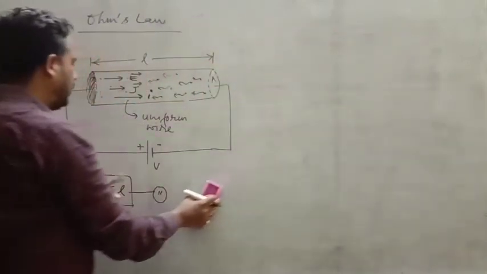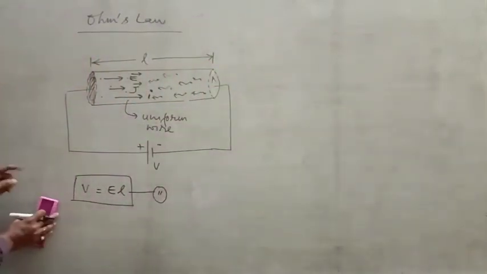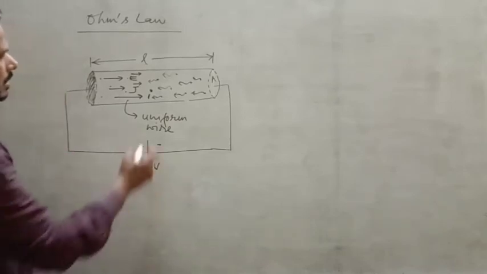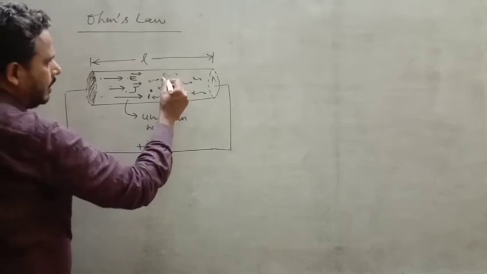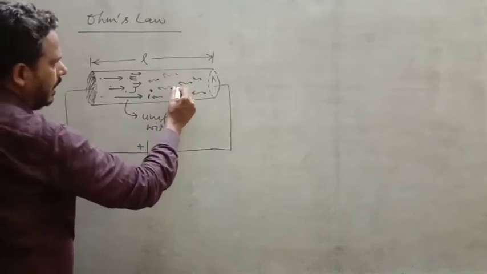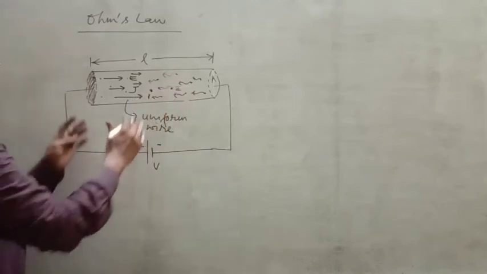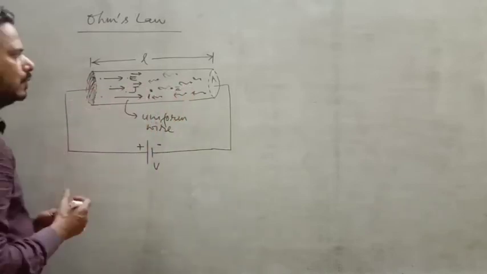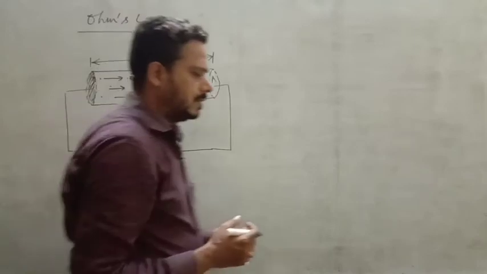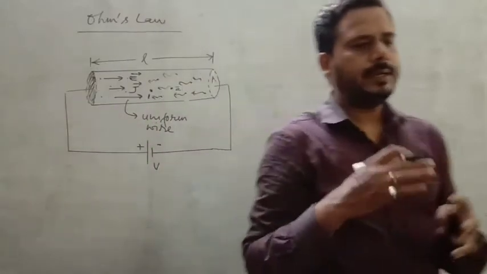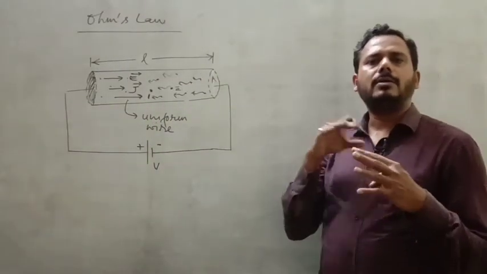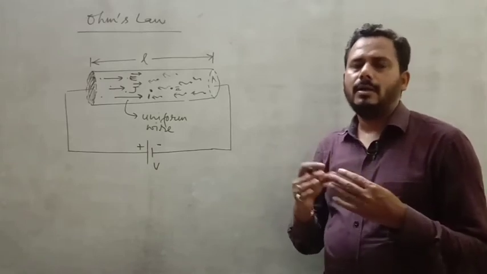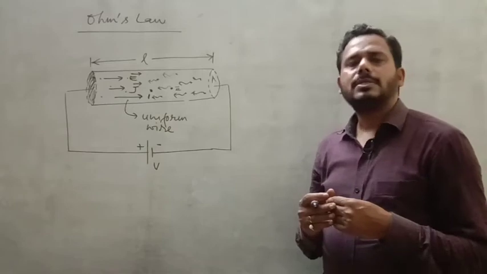Now from here we can see that there are electrons, and each electron is flowing from right to left. So whenever it flows, that means the electrons drift inside the conductor. Why? Due to this electric field.